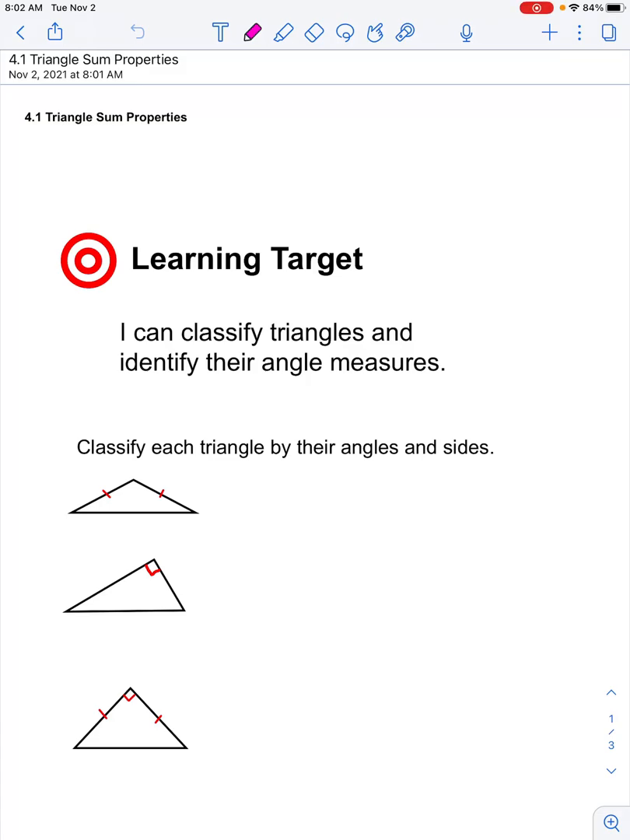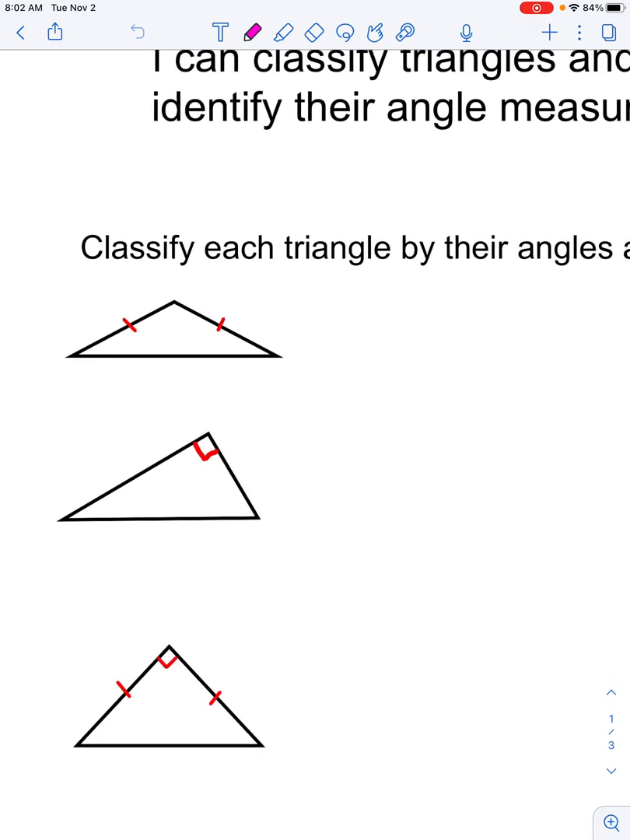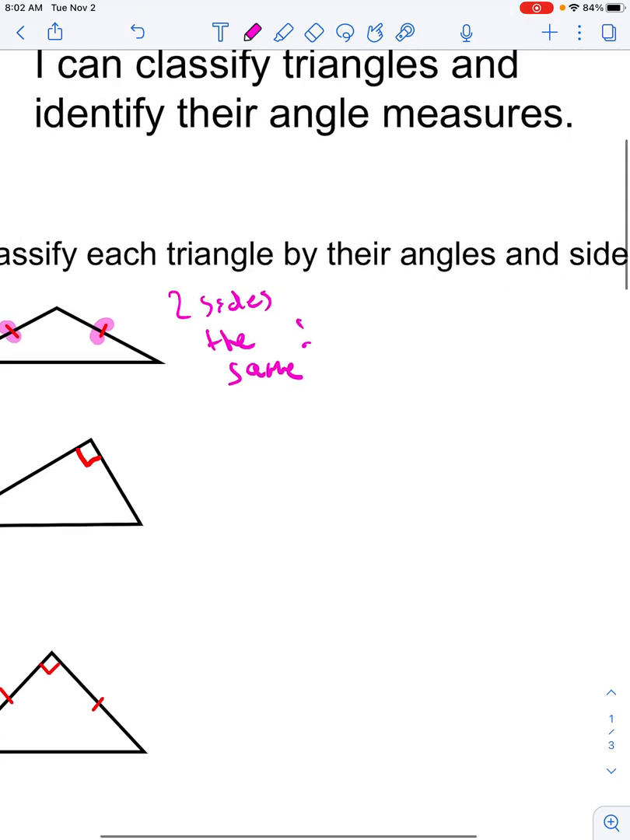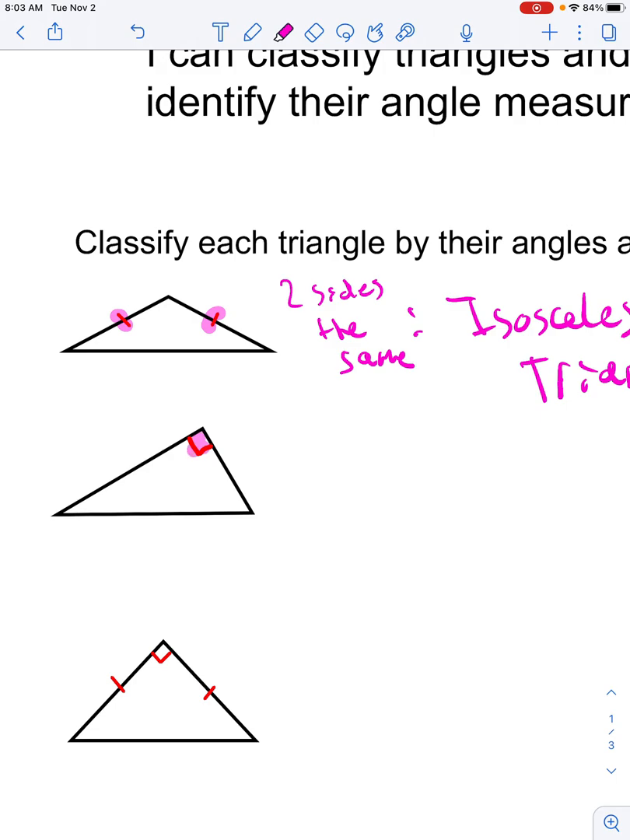All right, we're going to classify triangles and identify some angle measures. So if I look, again, these are congruence marks. So this means that these two sides are the same. If you have two sides the same, we're going to call that an isosceles triangle. That means two sides are the same.